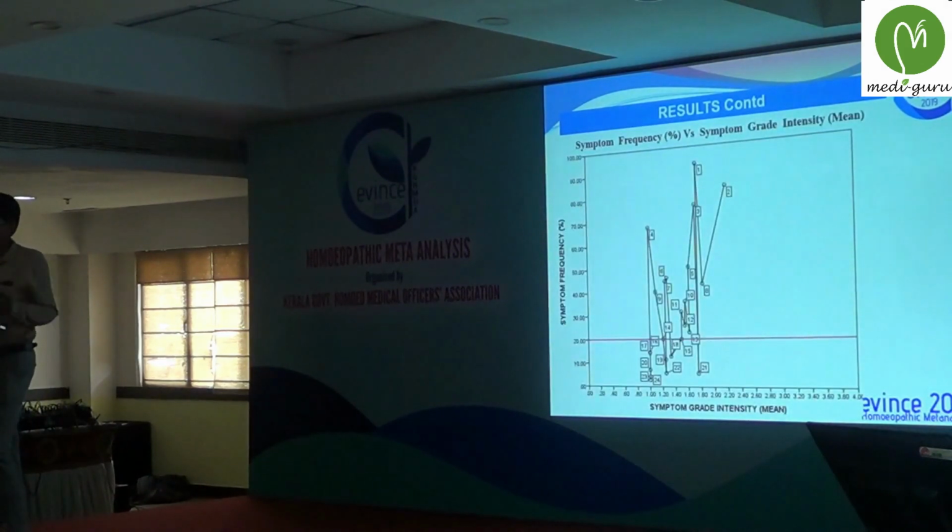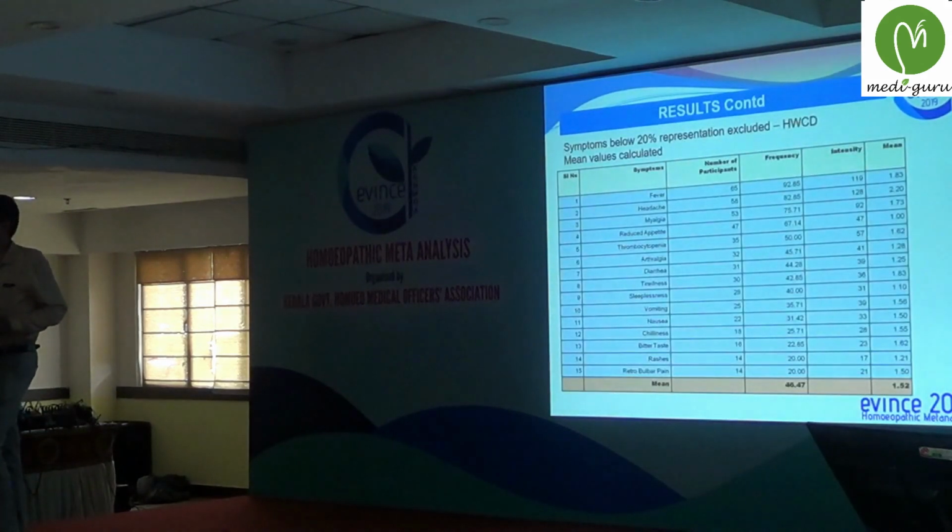These symptoms were taken, with the frequency in percentage and the symptom grade intensities, and the mean of the symptom intensity was plotted as a graph, so that we could make out which symptom stands where, how intense each symptom is, and how frequent each symptom is. In any research, representations below 20% are discarded, so we discarded symptoms below 20% representation. Symptoms below 20% representation were excluded, HWCD was selected, and 15 symptoms were obtained.